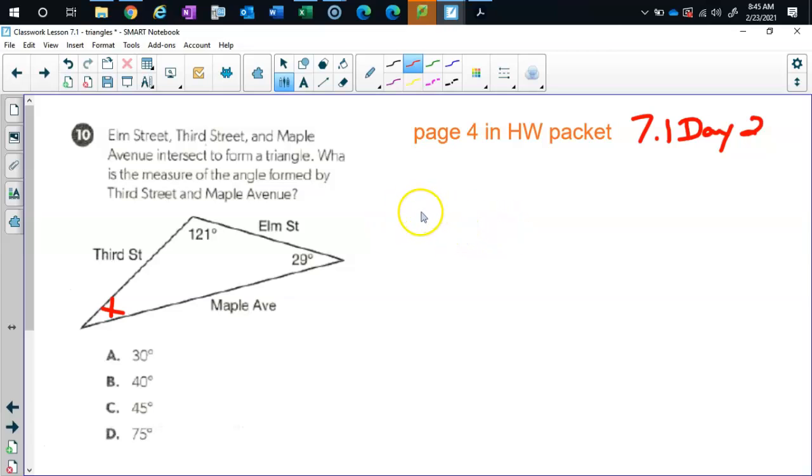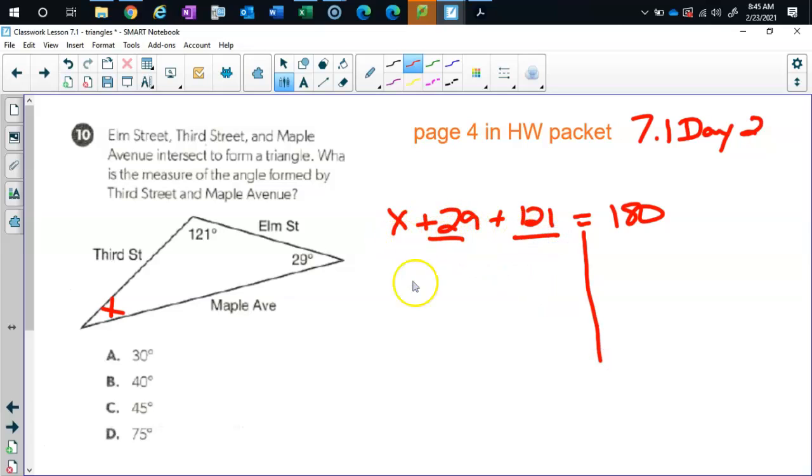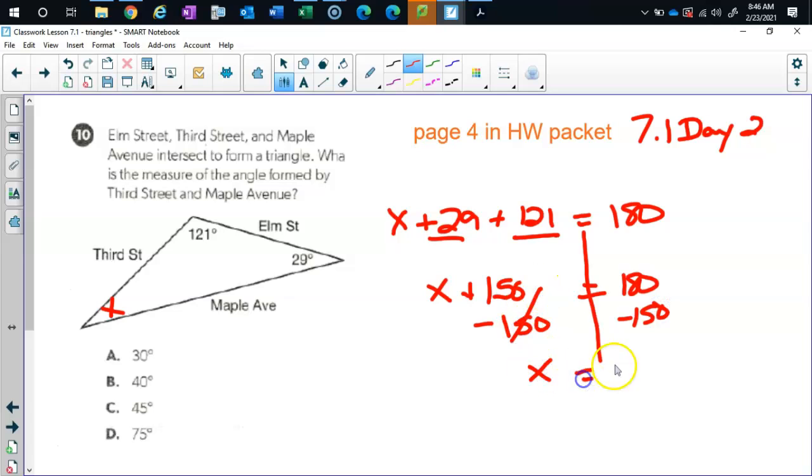All right, well, what do we know about angles in a triangle? They add up to 180. So our equation is going to be X plus 29 plus 121 equals 180. Draw your line down the middle. Solve this. On this side, I combine like terms. I don't have anything to add to X, so I bring that down. 29 plus 121 is 150 equals 180. Solve this by subtracting 150 from both sides, and we get X is 30. You should have picked letter A.